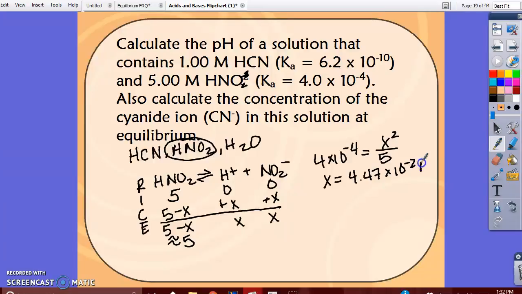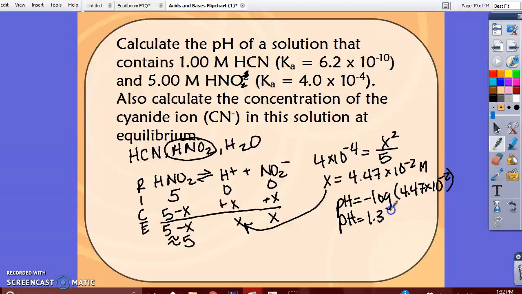So that would be the concentration. Then to do your pH, since x is equal to the concentration of H at equilibrium, we're going to do the negative log of 4.47 times 10 to the negative 2. And when you do that for the pH, you should get 1.35. So that's the first part.